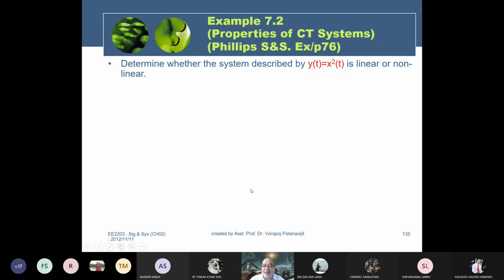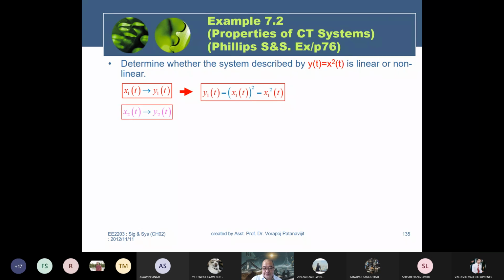But in another case, determine whether the system described by y(t) equals x squared of t is linear or non-linear. You feed x1, y1 equals the input squared. In this case, the input is x1, you get x1 squared. You feed x2, the output equals the input squared. The input in this case is x2, giving you x2 squared.